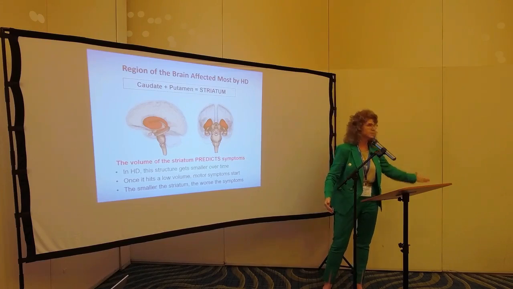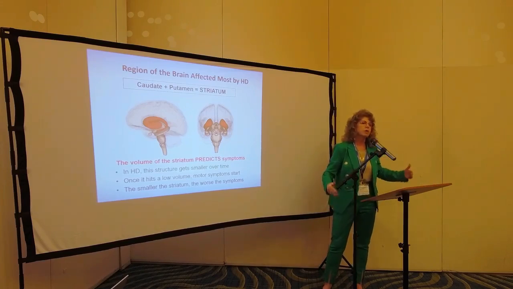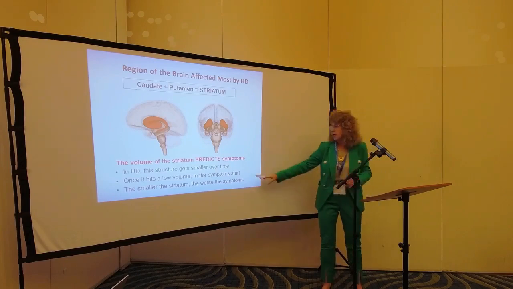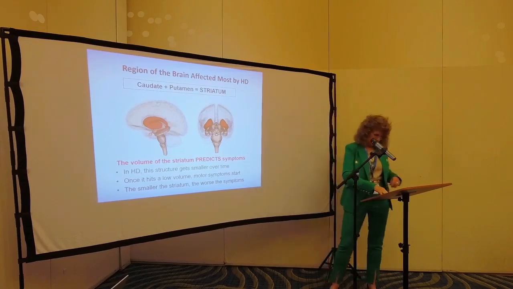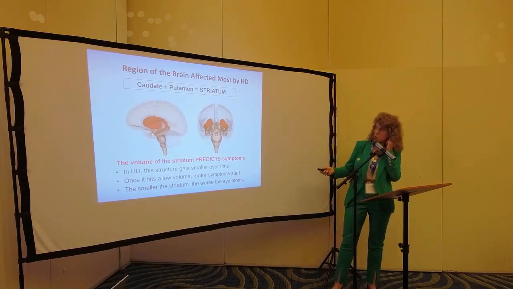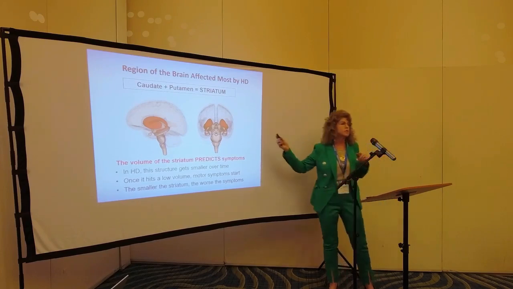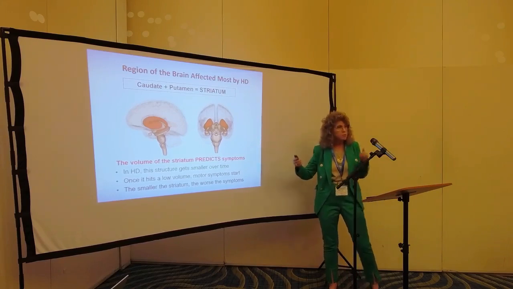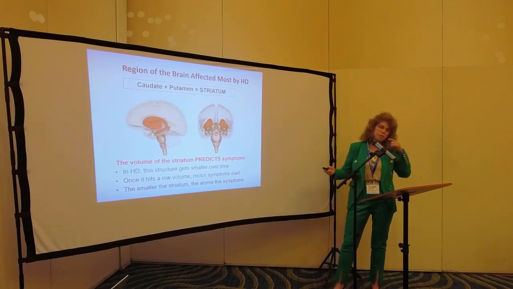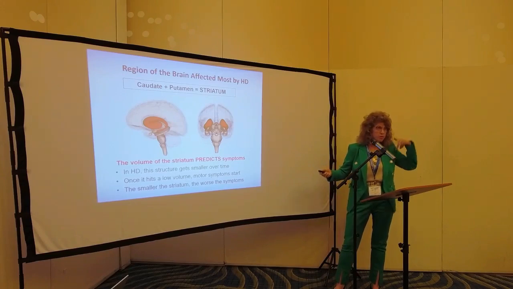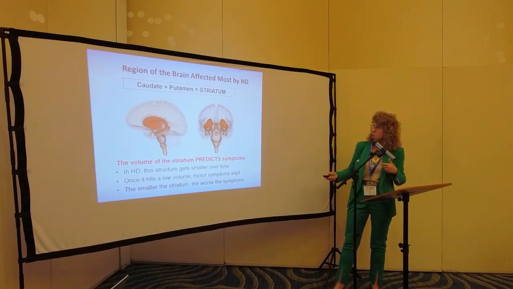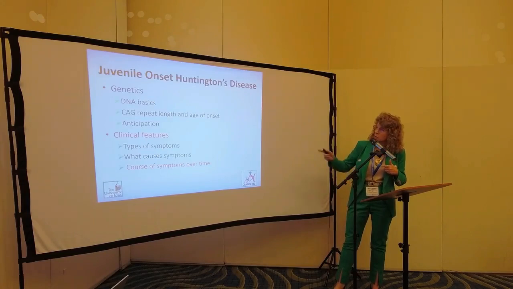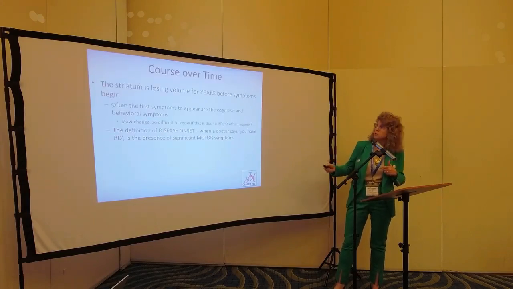But remember, there are symptoms that happen way before that, but we know there's a critical value at which you will get significant motor symptoms. And the smaller the striatum, the worse the symptoms. This is the progression of the disease. It's not like the rest of the brain isn't involved. Of course it is. But this is the region that we know gets affected first and most significantly. The brain works by connections and circuits, so it's connected to all other parts of the brain. So the course of symptoms is really important in JoHD.